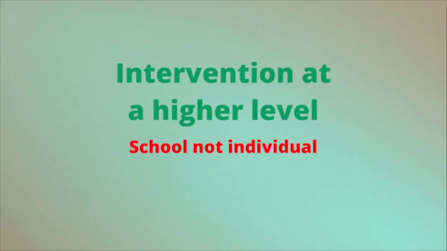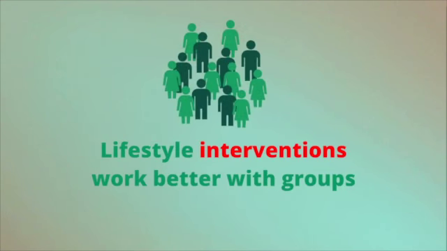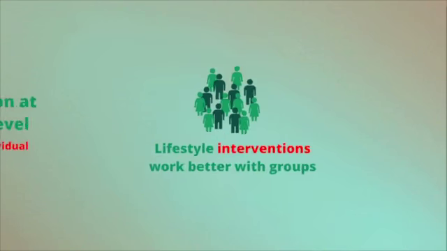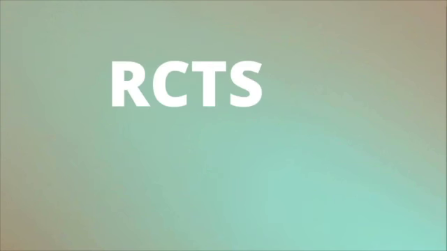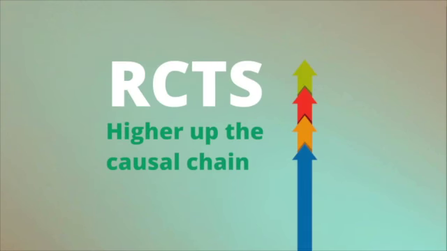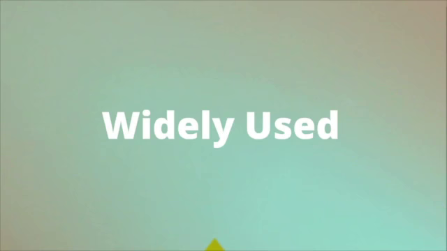Lifestyle interventions usually happen at that higher level, where you could do it at the school level, or maybe in a community where certain communities do get your interventions while others don't. So you don't necessarily have to randomize your individuals, you can randomize groups of individuals. Randomized controlled trials are very high up in the causal chain. They can really show you the effect of an intervention, and if you do something about your intervention, your effect will increase or decrease. So there is a direct causal link. RCTs are therefore very widely used and more used these days for lifestyle interventions. That was an overview of randomized controlled trials.